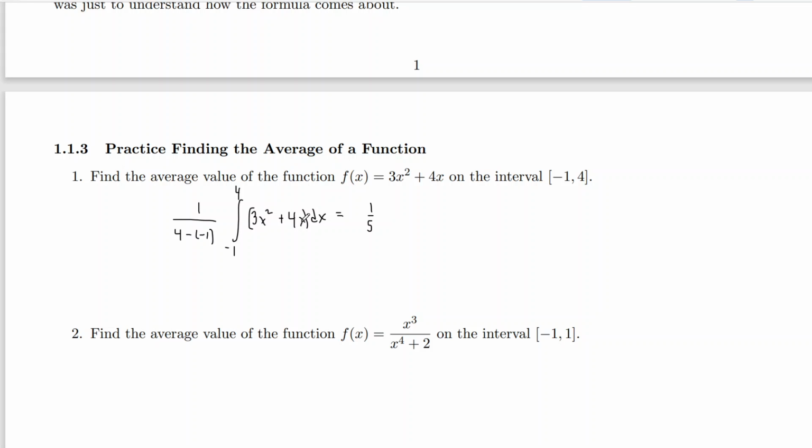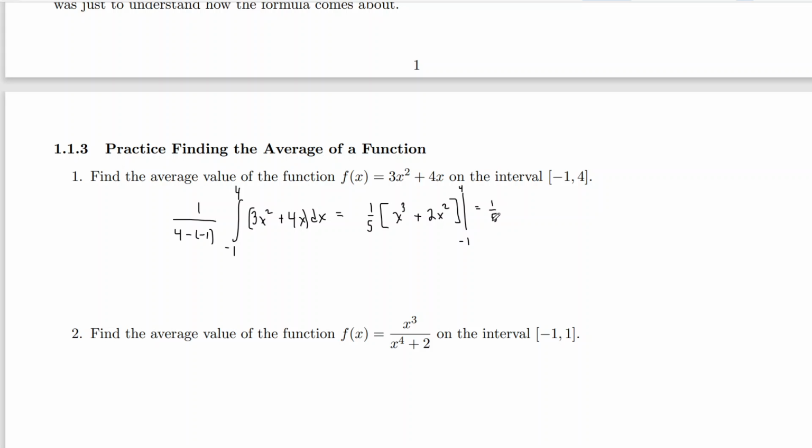Can you integrate this right away? And your answer should be yes. We have just powers of x's. We don't have anything to substitute or anything like that. So it's just 1 over 5. We integrate 3x squared, we get 3x cubed over 3, which is x cubed, plus integrate 4x. That gives us 4x squared over 2, which is 2x squared. And we plug in from -1 to 4.